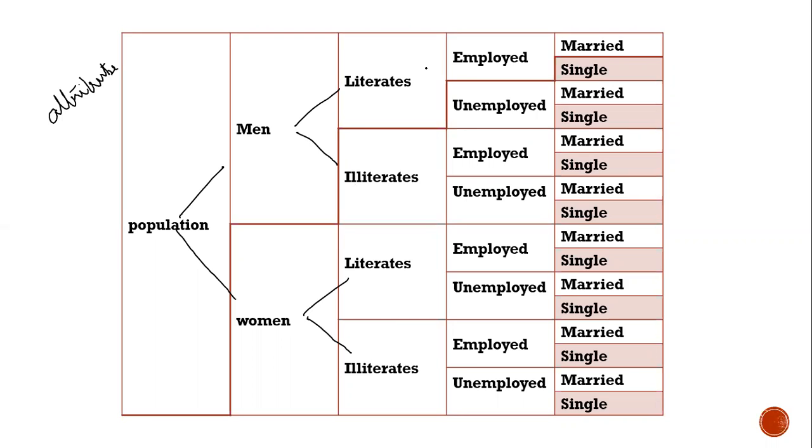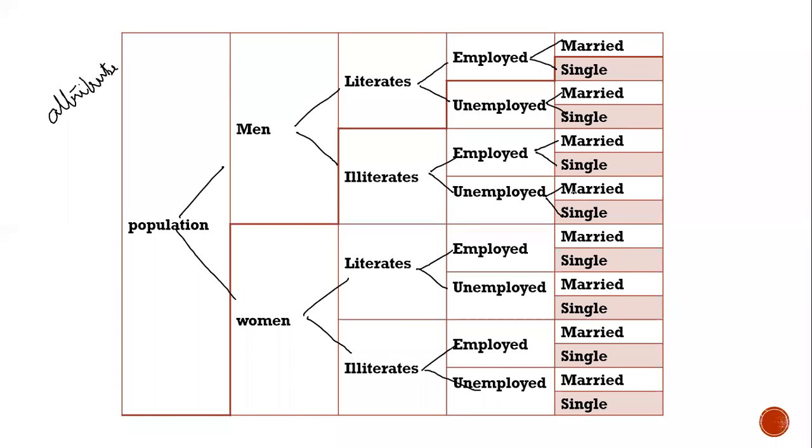Now when you say literates, we can divide them as employed and unemployed, those who are in work and those who are not. Among illiterates, some people work and some do not. We can divide again. Even in women we can divide literates as employed and unemployed, and illiterates can also be divided as employed and unemployed. Now when you say employed, you can again look at marital status. They are married or they are single. Each can be divided according to marital status, how many are married and how many are single.